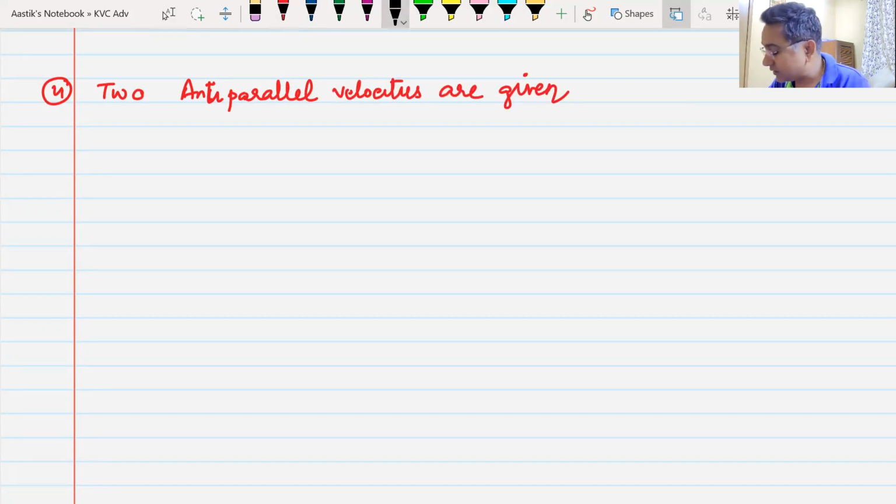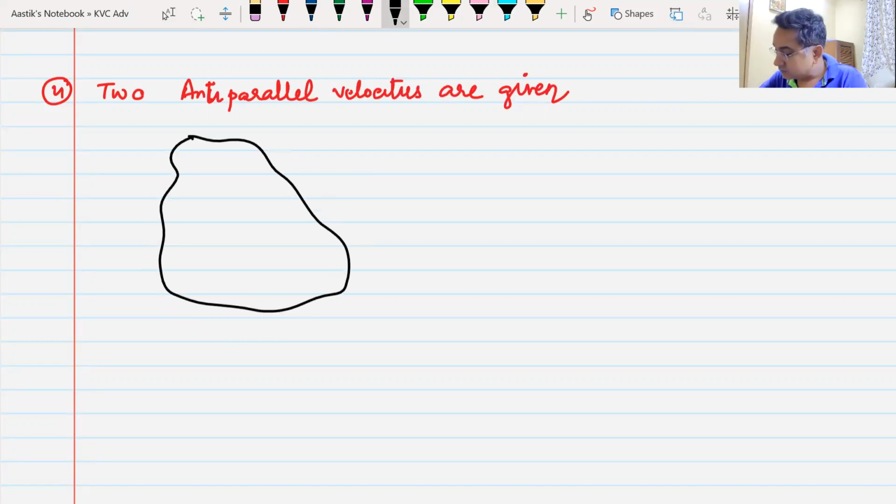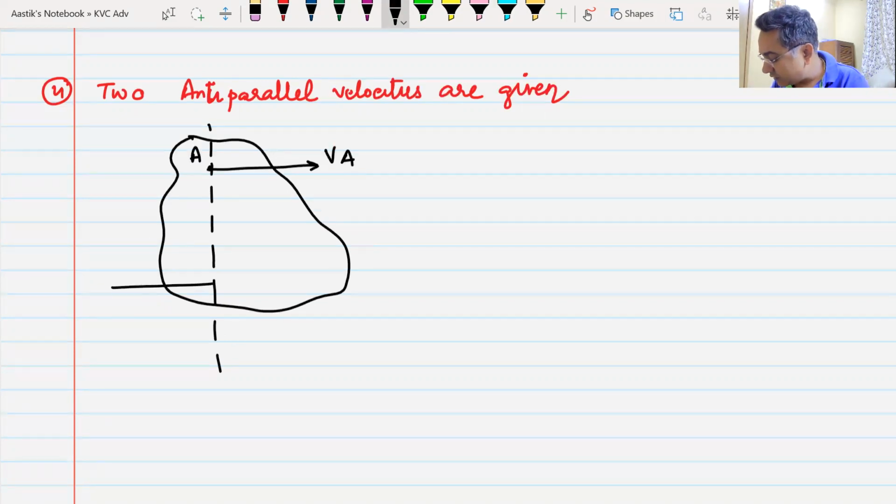Two anti-parallel velocities are given. How is that possible? This is my rigid body. I have one point A with a velocity VA like this, and the other point with a velocity VB like this. How do I locate the instantaneous center of rotation?